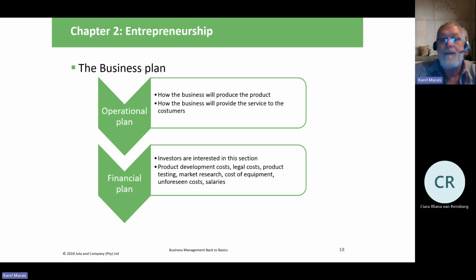The operational plan. Now we're saying, well, we know how many products we want to sell, but where are those products going to come from? How are we going to get those products? How will the business produce those products? Or if you're a service, so say, for instance, you're a hotel or an insurance company, how will we provide the service to the customer?